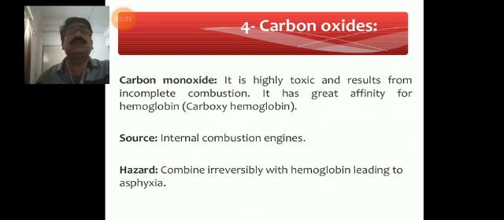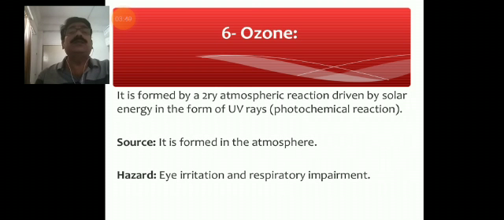Carbon monoxide, as I said, if you inhale pure carbon monoxide for only 15 minutes, a person dies, because it is odorless and colorless. Nobody knows what happens. It is highly toxic. But the most important thing is we are talking about the ozone layer.